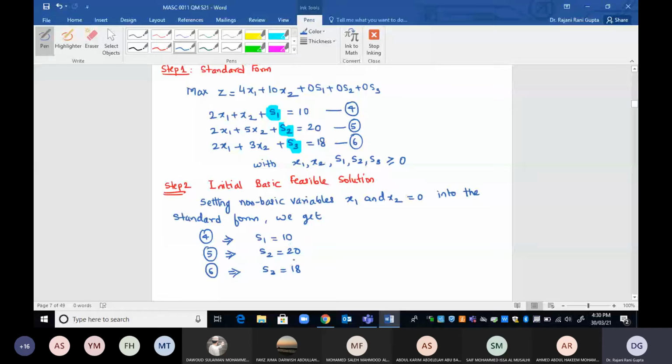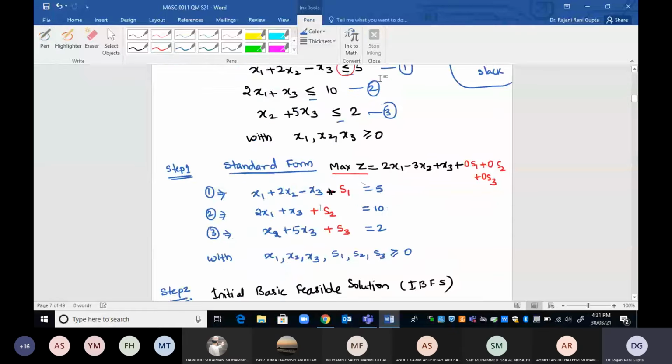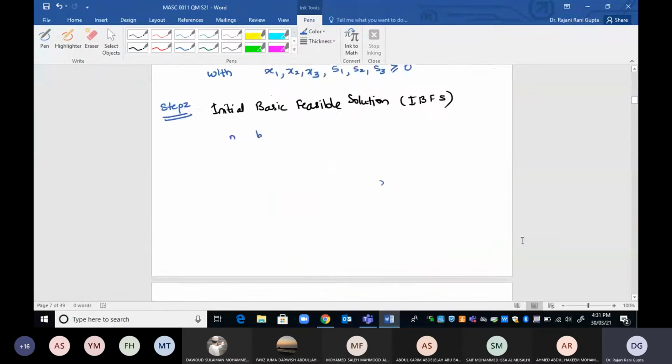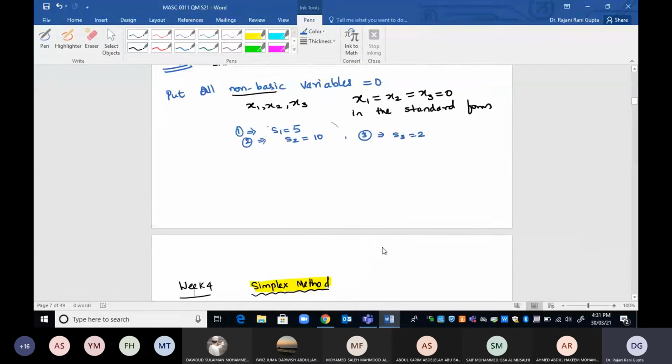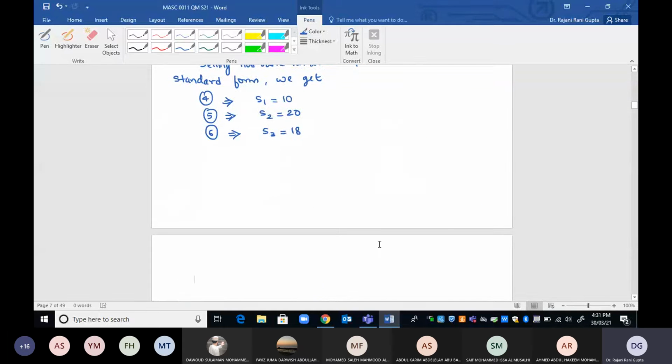So what does it represent? Initially, when there is no output, it means x1, x2 are 0. In that case, none of the resources were utilized. Maybe it is a labor constraint or the material constraint. So it is not utilized and everything is slack, it is not used.